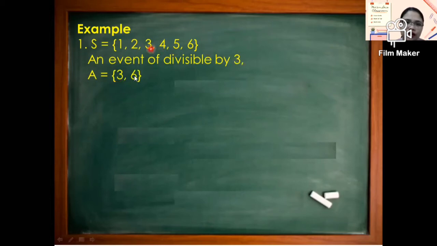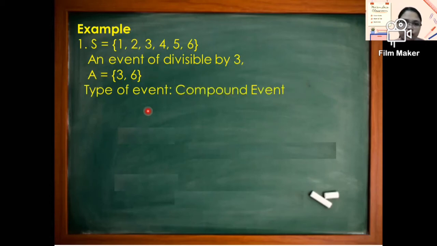So, we have now set of number na divisible by 3. Pwede natin i-divide si 3 by 3. So, we have here 3. Pwede rin natin i-divide ang 6 by 3. So, therefore, that is divisible by 3. Kaya lalagay din po natin siya dito. Therefore, ang ating event A is 3, 6. Now, anong klaseng event po siya? What type of event is that? Kung yung sagot ay compound event, you are correct. Kasi ito po ay more than one element.